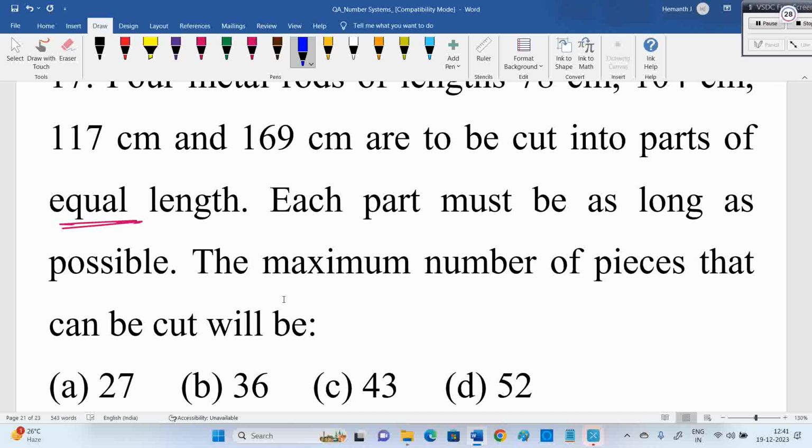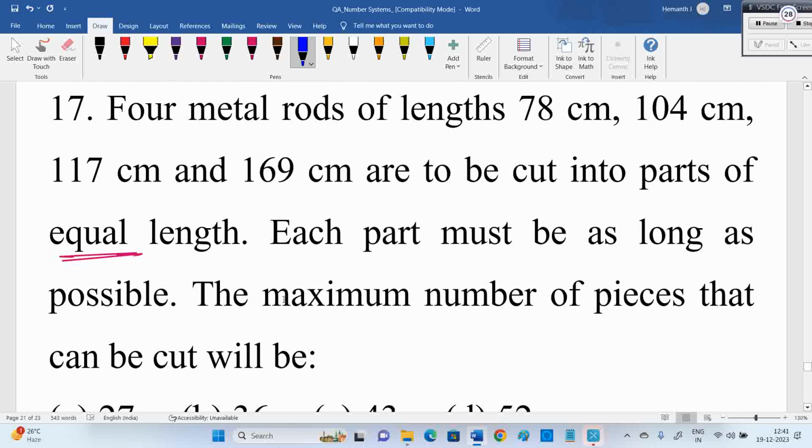So what they want to convey is: 4 metal rods are there. You need to cut them into parts of equal length, and each part should be as long as possible, but the number of pieces should be minimum. This question is given in ESC, but there is a mistake. They have to mention minimum.